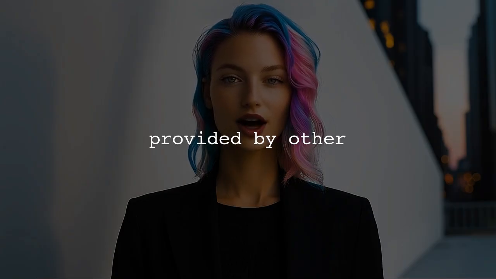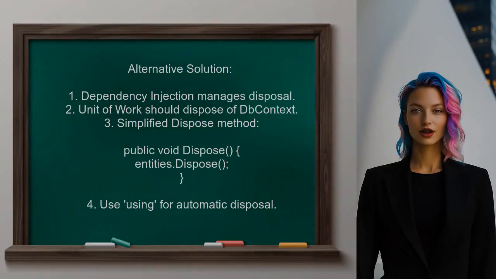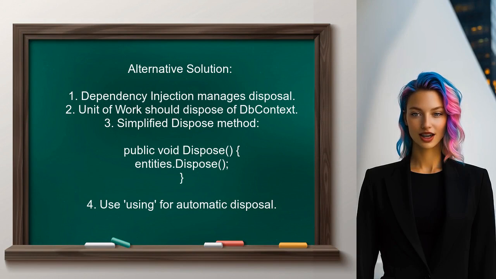Now let's look at the answers provided by other users. This user explains that the dispose method in the unit of work pattern is typically called by a dependency injection container, like Autofac. They emphasize that the unit of work class should manage the disposal of the DB context. They suggest simplifying the dispose method to just call the dispose method of the context without needing additional dispose methods or suppress finalize calls.